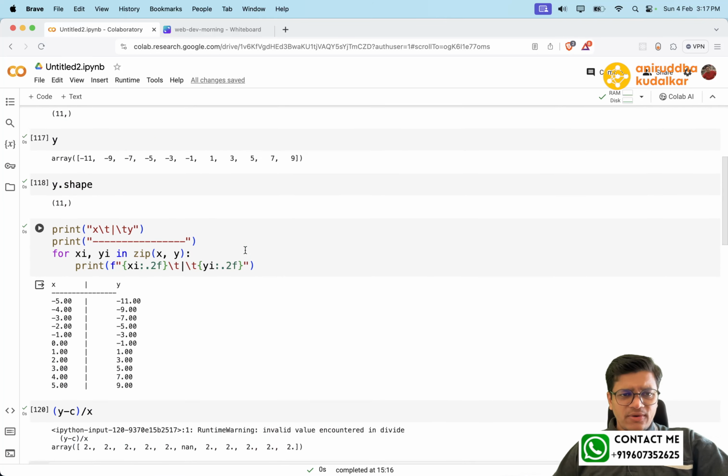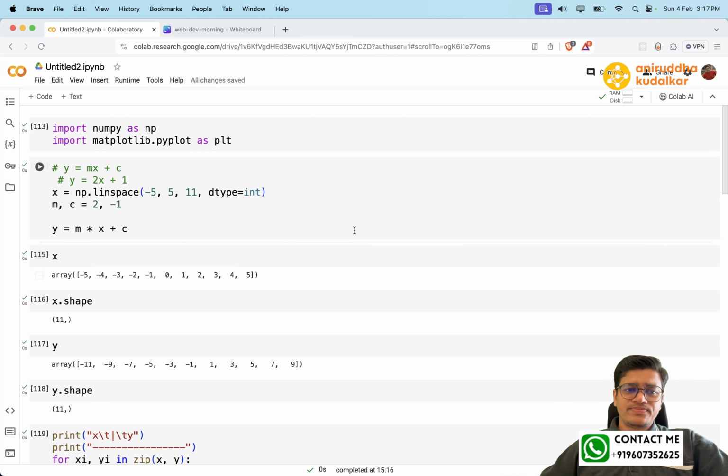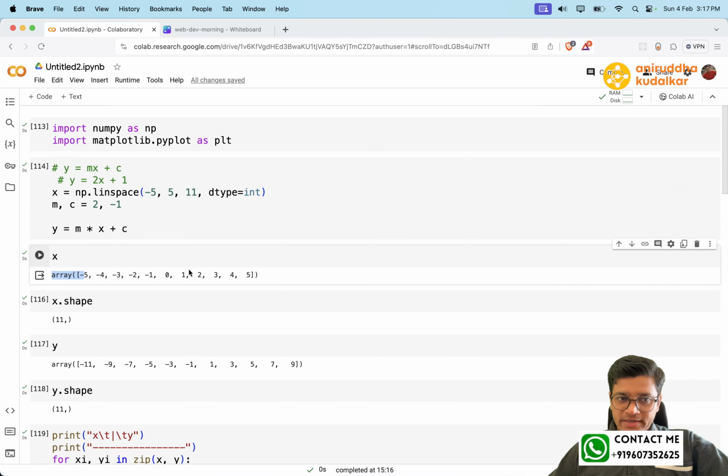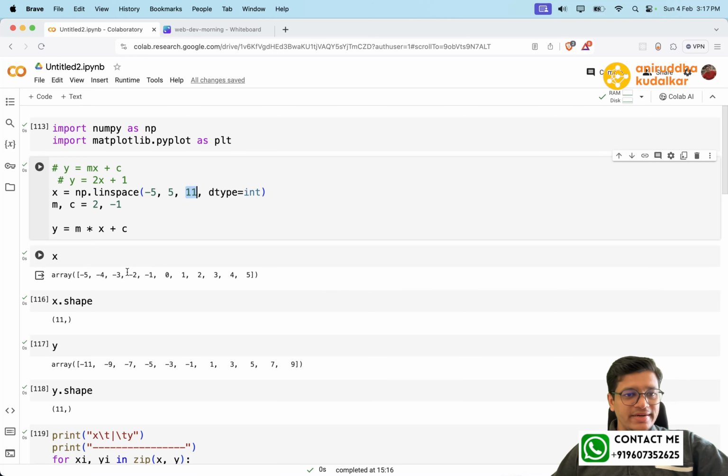So now let's understand the code. Not a big deal. If you see this linspace, it will create linearly placed points ranging from minus 5 to 5. It's one of the NumPy array creation functions. Can you see how points are created? Minus 5 to 5. How many points will it create? 11 points. That is linspace, linearly spaced points.